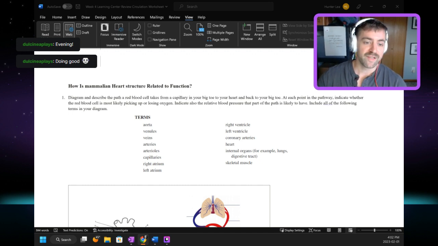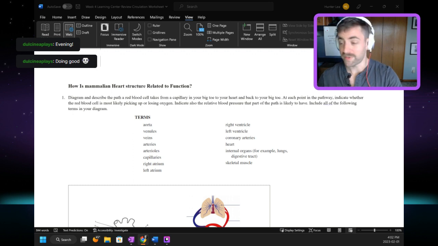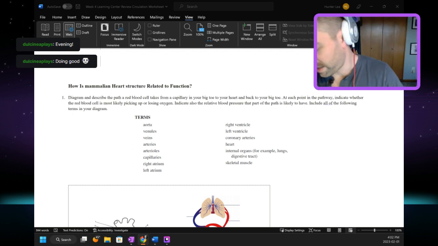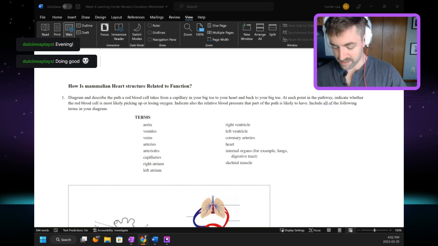Diagram and describe the path a red blood cell takes from a capillary in your big toe to your heart and back to your big toe. At each point in the pathway, indicate whether the red blood cell is most likely picking up or losing oxygen. Indicate also the relative blood pressure that part of the path is likely to have. Include all of the following terms in your diagram. We could spend the whole hour here, and it would be worthwhile, truly. And we'll have some opportunities to review as we're going here.